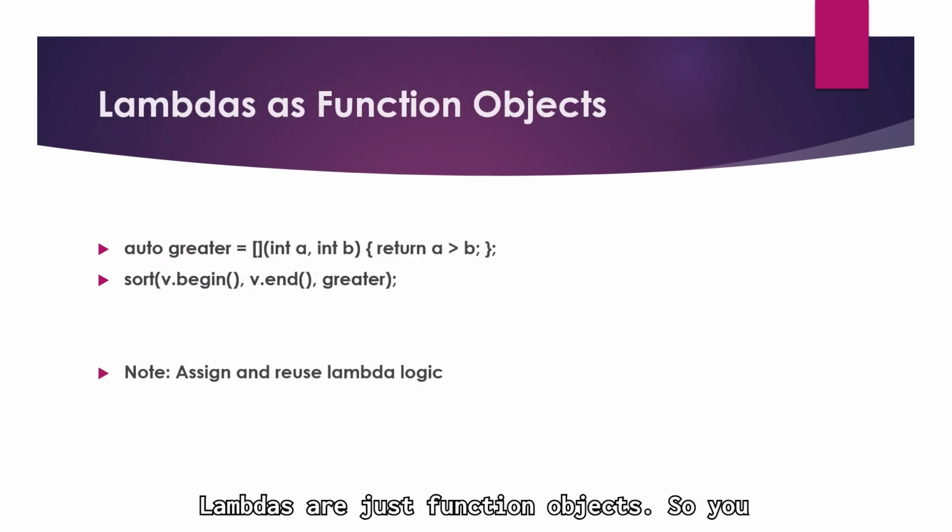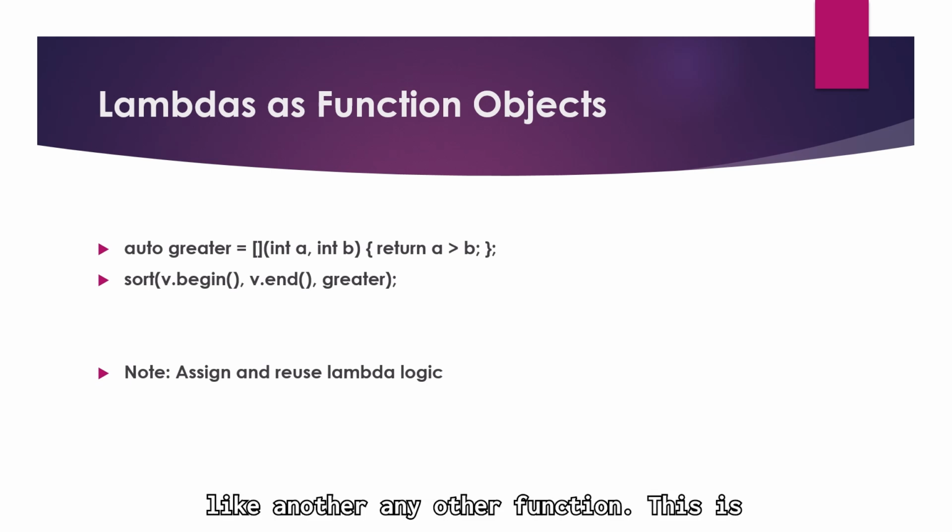Lambdas are just function objects, so you can store them in a variable and use them like any other function. This is especially useful when you want to reuse the same logic multiple times. For example, here we assign a greater than comparator lambda to a variable and then use it with sort. It makes your code even cleaner and avoids repetition.